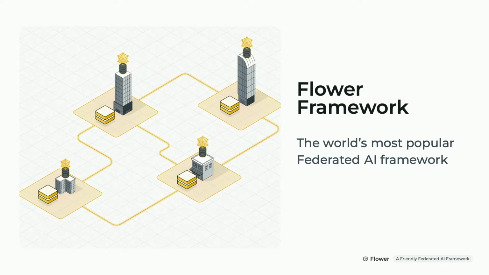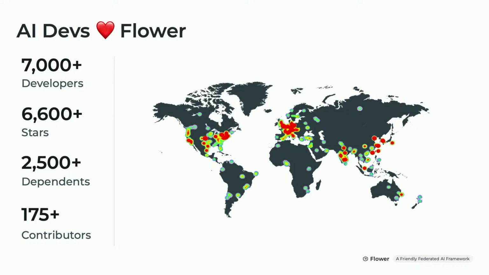And Flower, just to give you an idea for those of you who aren't aware of it, it's the world's most popular federated AI framework. They started around 2020, and they have steadily grown since then and have a number of academic, industry, and consumer partnerships. So there's 7,000 developers that use Flower today. We have 6,600 stars on GitHub, and it's always growing. And we have contributors from all over the world.